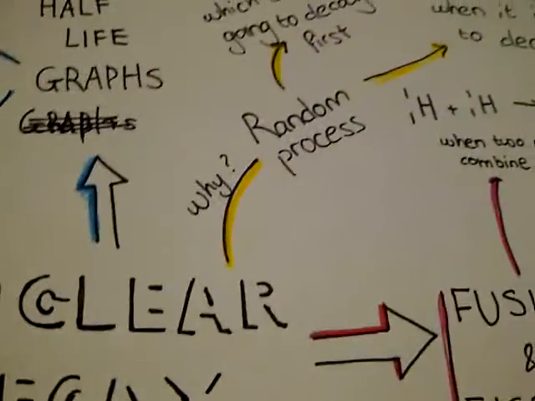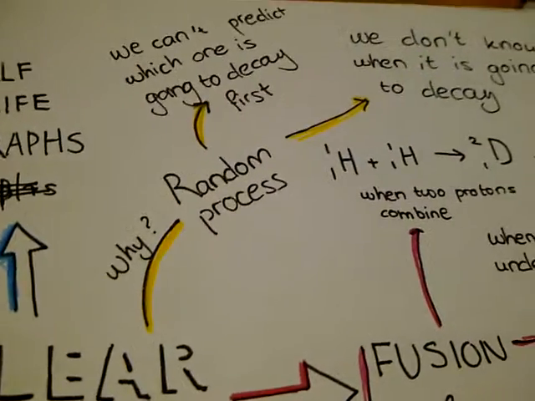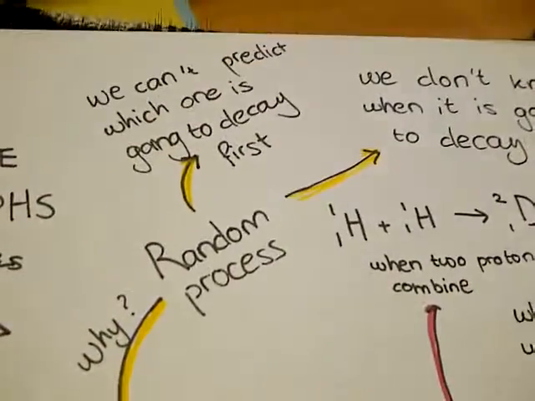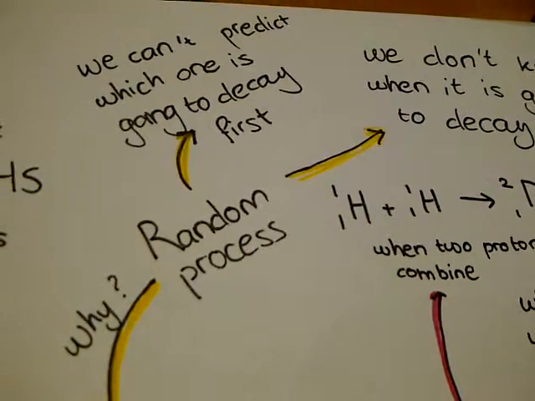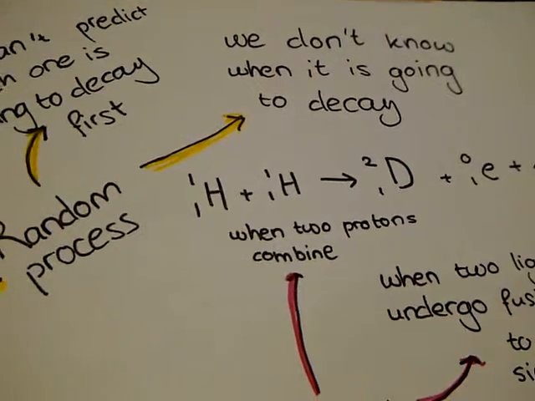Nuclear decay is actually a random process, and this is because we cannot predict which nucleus is going to decay first, and we don't know when it is going to decay.